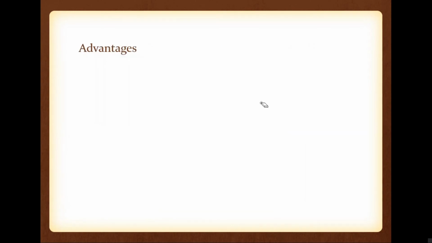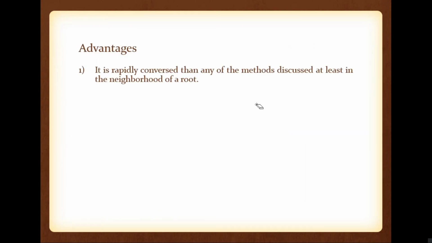So the advantages. The main advantage is that it is rapidly converging because this is a quadratically converging method. Okay, so please note this is a quadratically converging method. And the second thing is accuracy is also more, at least double that of the previous methods. Okay, so this is a rapidly converging method.